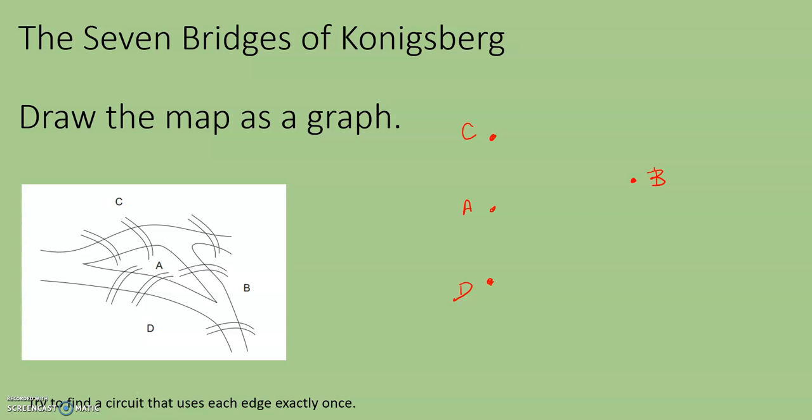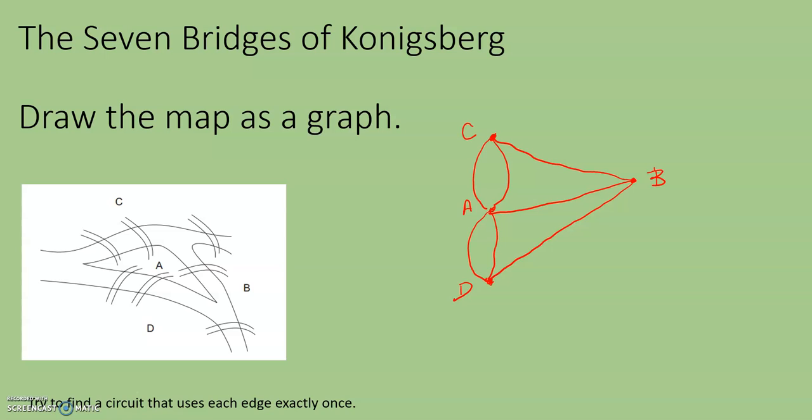From B to A, there is 1 bridge. From B to C, there is 1 bridge. And from B to D, there is 1 bridge. From A to D, there are 2 bridges. And from C to A, there are also 2 bridges.